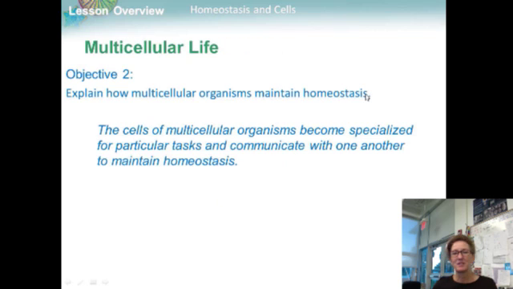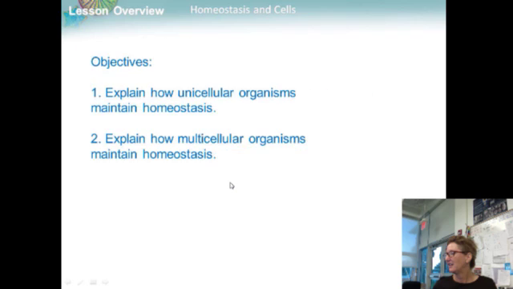Objective 2 was to explain how multicellular organisms maintain homeostasis. The cells in multicellular organisms become specialized for a particular task and communicate with one another to maintain homeostasis. So for review: explain how unicellular organisms maintain homeostasis. Can you do that? And also explain how multicellular organisms maintain homeostasis.